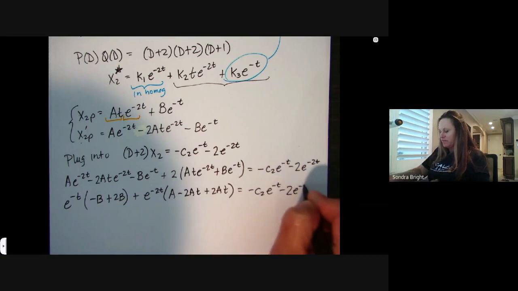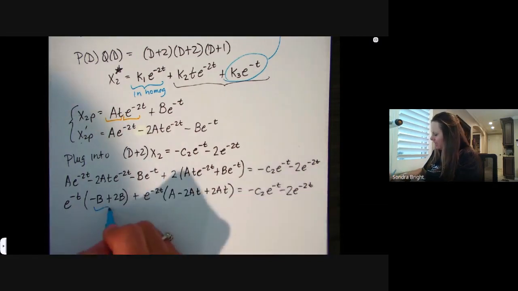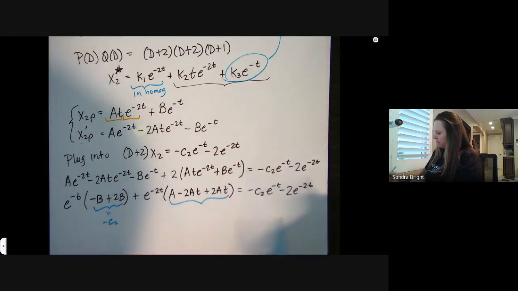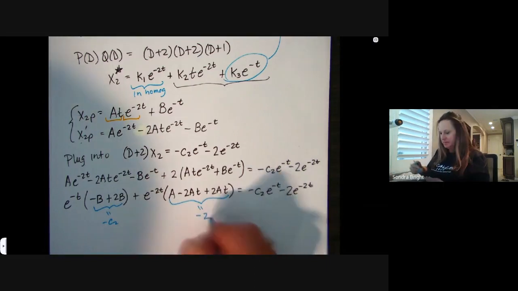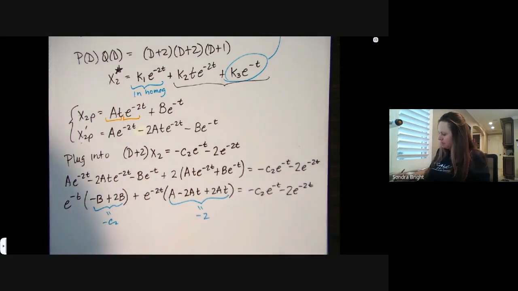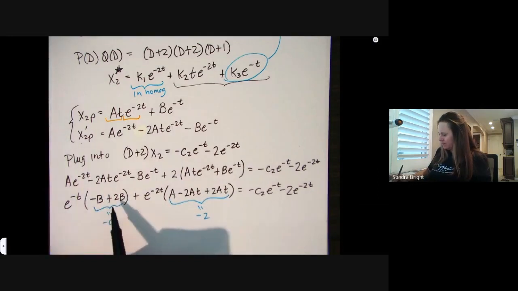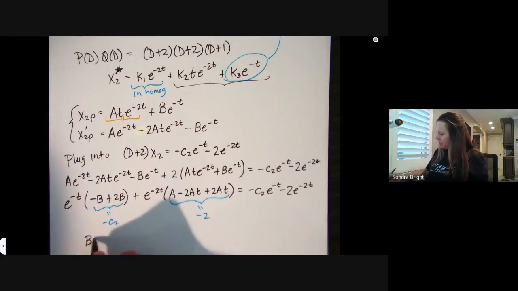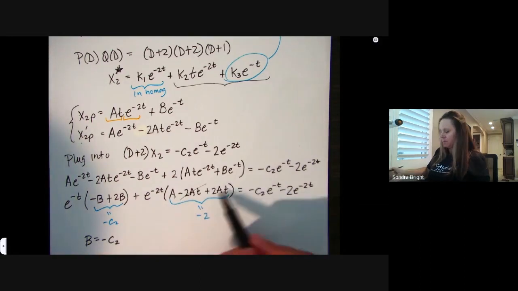Equating coefficients means that on e to the negative t, this guy is equal to negative c2, and this guy is going to be equal to negative 2. Well, that means negative b plus 2b, that's just b. So b is equal to negative c2, but here, oh nice, those guys go away. So a is equal to negative 2.